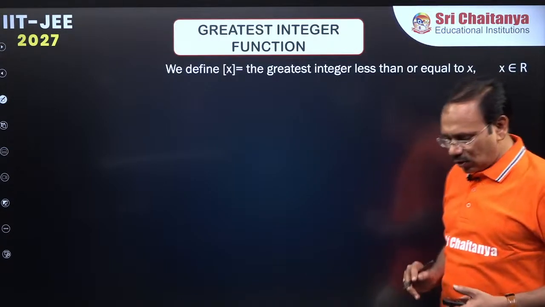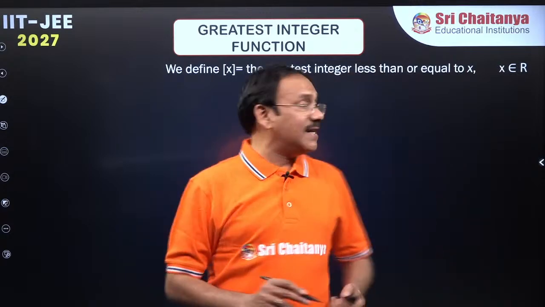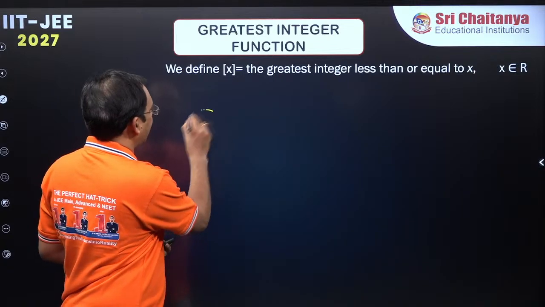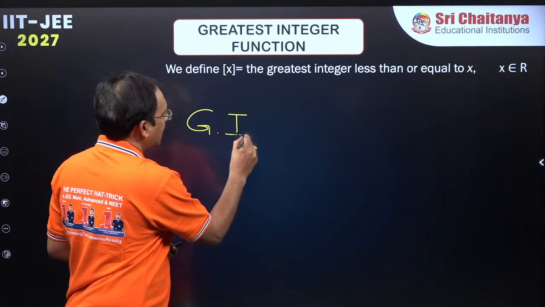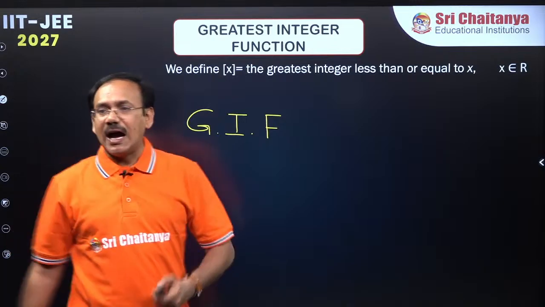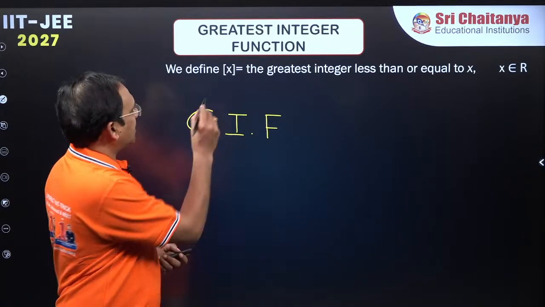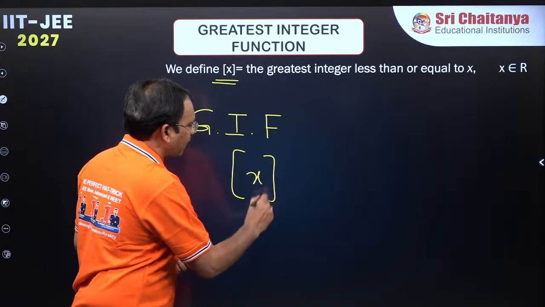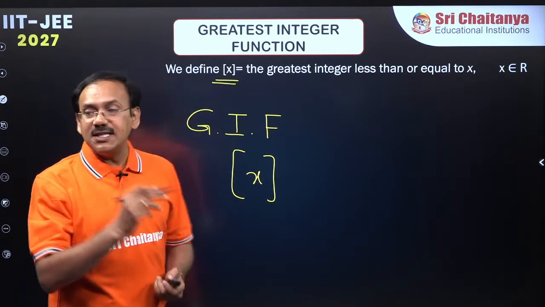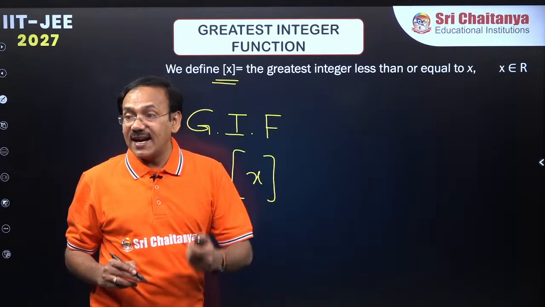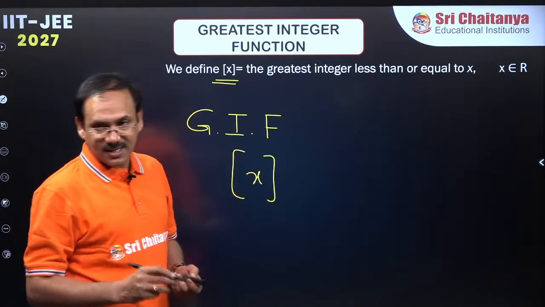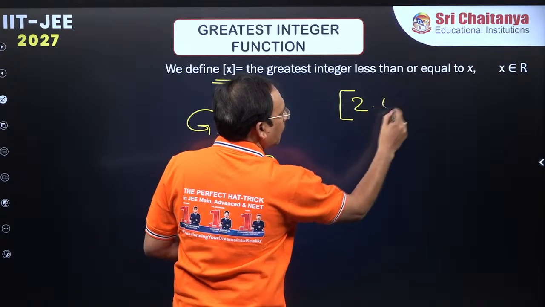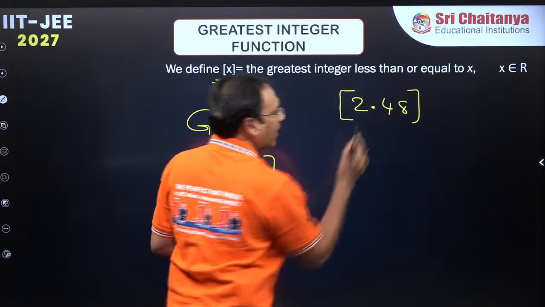So we shall go to today's function, the greatest integer function, dear students. It is also simply written as GIF, greatest integer function. See how it is defined. Step x, we write with this symbol, step x. It is defined as the greatest integer less than or equal to x. Suppose I would like to compute step of 2.48. This is 2.48.